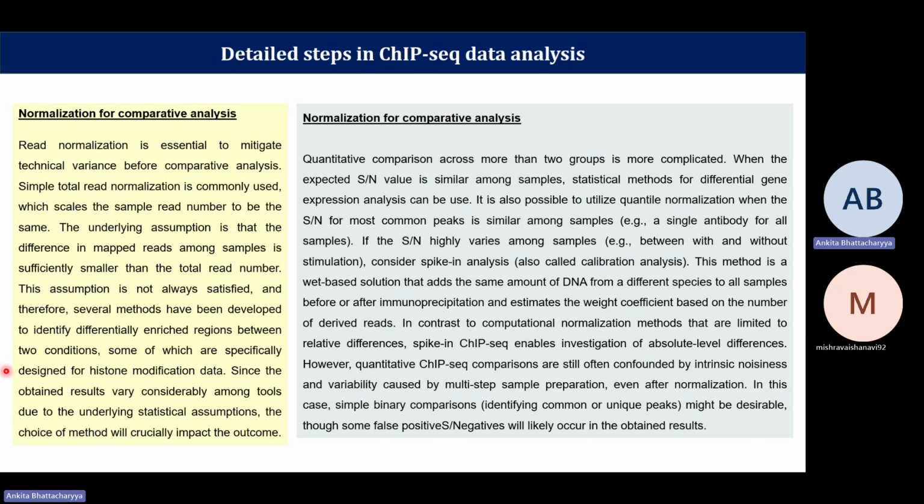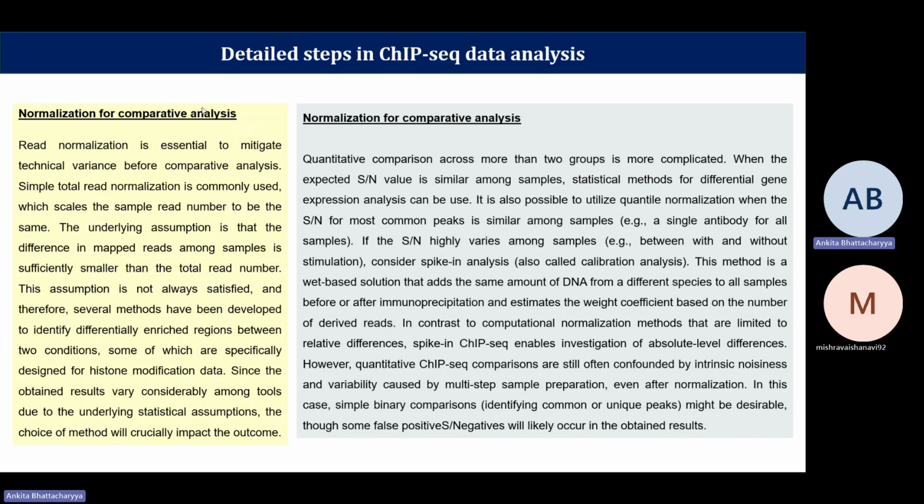So your idea is to check, between my control condition and my treated or modified condition, what is the alteration, the changed binding of your preferred protein of interest to the region that you are studying. So that you want to compare, or you want to overall see the differential enrichment of these loci among different samples. And since obtained results vary a lot among different tools due to underlying statistical assumptions, sometimes you can have a lot of variation among different samples. So all of that also needs to be kept under consideration.